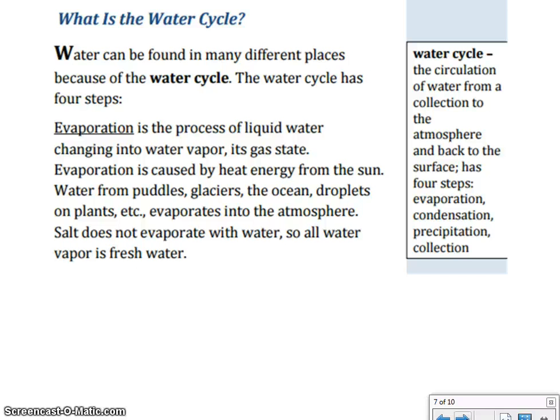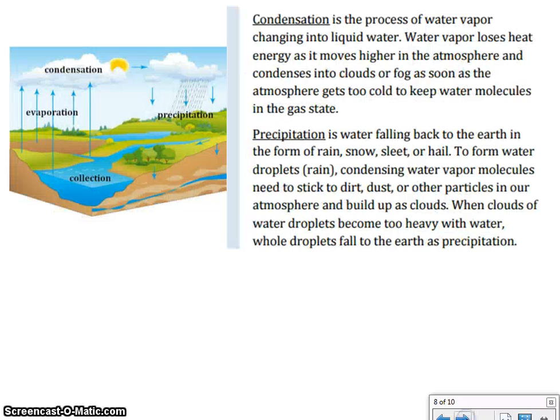Water from puddles, glaciers, the ocean, droplets on plants, etc. evaporates into the atmosphere. Salt does not evaporate with water, so all water vapor is fresh water. Condensation is the process of water vapor changing into liquid water. Water vapor loses heat energy as it moves higher in the atmosphere and condenses into clouds or fog as soon as the atmosphere gets too cold to keep water molecules in the gas state.